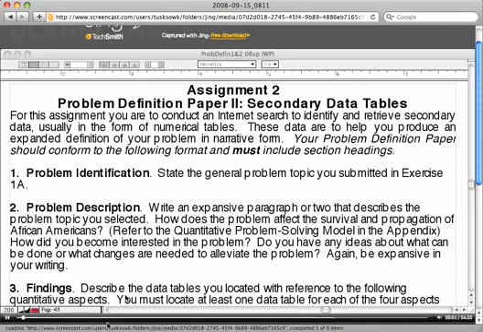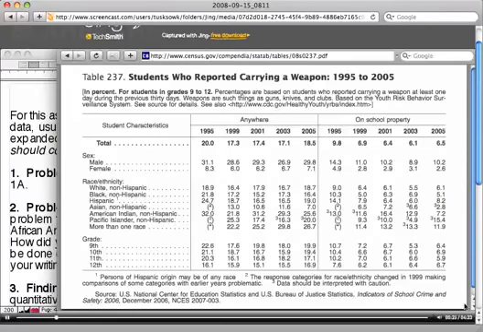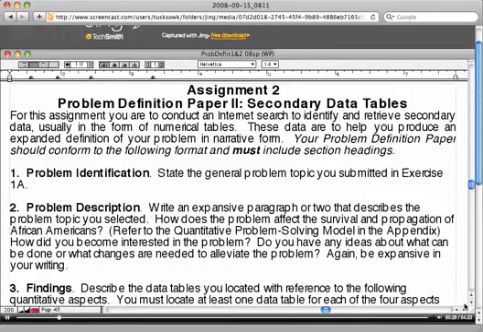Okay, class, good morning. We're going to now look at lab number 2, or in your textbook it may actually say assignment number 2, your problem definition paper using secondary data tables. Secondary data tables are tables of data, essentially, that have already been processed, surveyed, and compiled for you. And that's why you're using the census.gov data tables website.